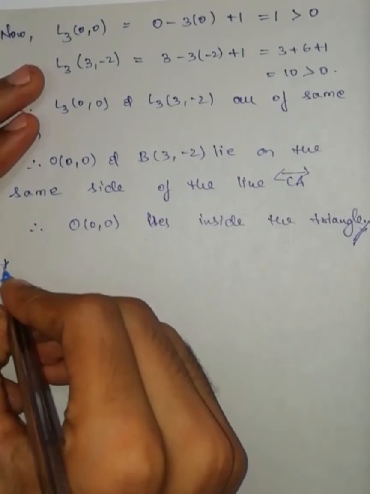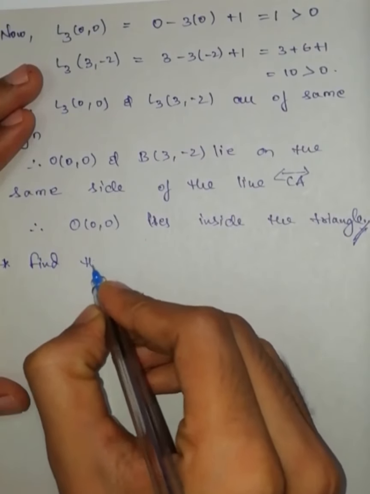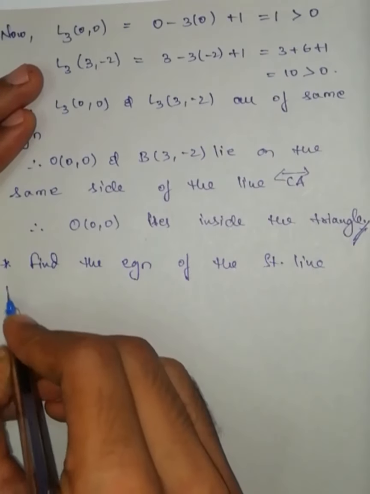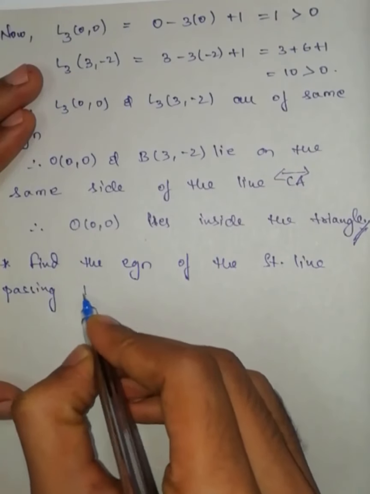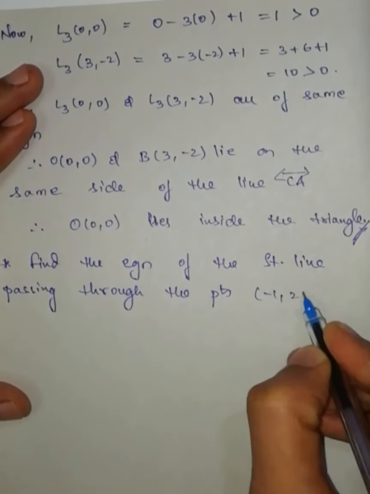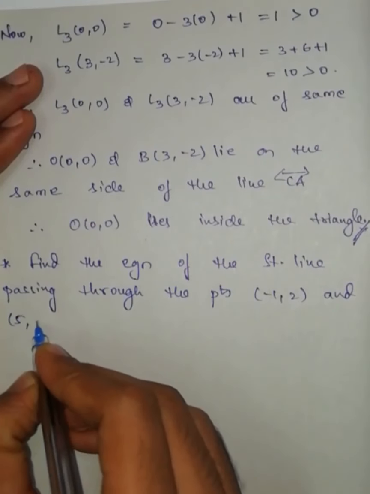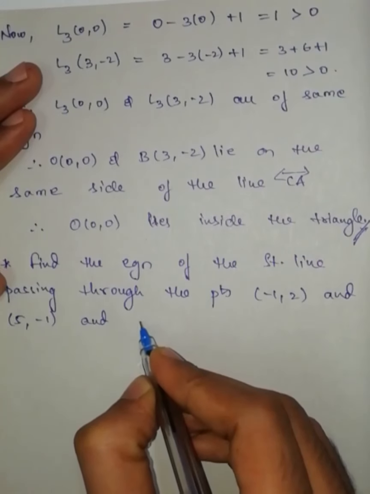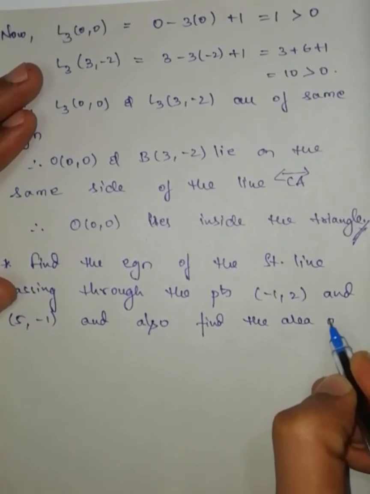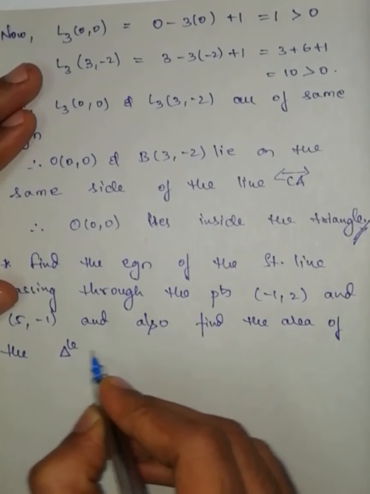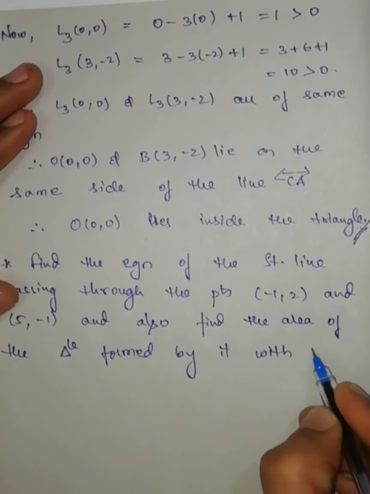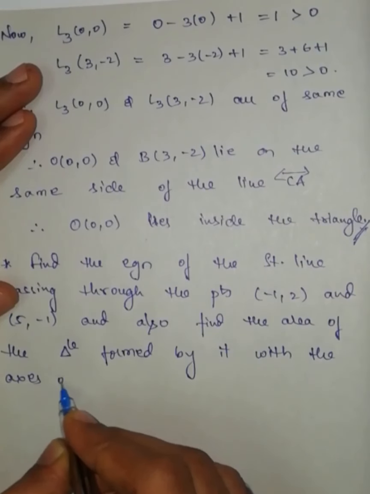Problem: Find the equation of the straight line passing through the points (-1, 2) and (5, -1), and also find the area of the triangle formed by it with the axis of coordinates.